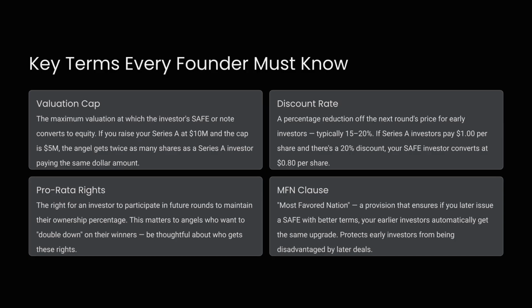Founders must know 4 key terms. The valuation cap is the maximum valuation at which an investor's note converts. The discount rate is a percentage reduction off the next round's price. Pro rata rights give investors the option to maintain their ownership. The MFN clause ensures early investors get the best terms offered later.